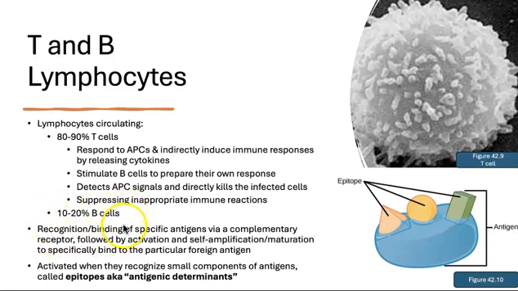Now that recognition or binding of specific antigens is going to happen through a complementary receptor. And once they bind, we get activation and we will self-amplify, meaning we're going to copy that immune cell and make it tailor-made to that specific foreign antigen. When we get activated, it is because we have these smaller components on an antigen known as an epitope. And because they're so small, we also call them antigenic determinants. This is going to be important later on, so keep this in mind.